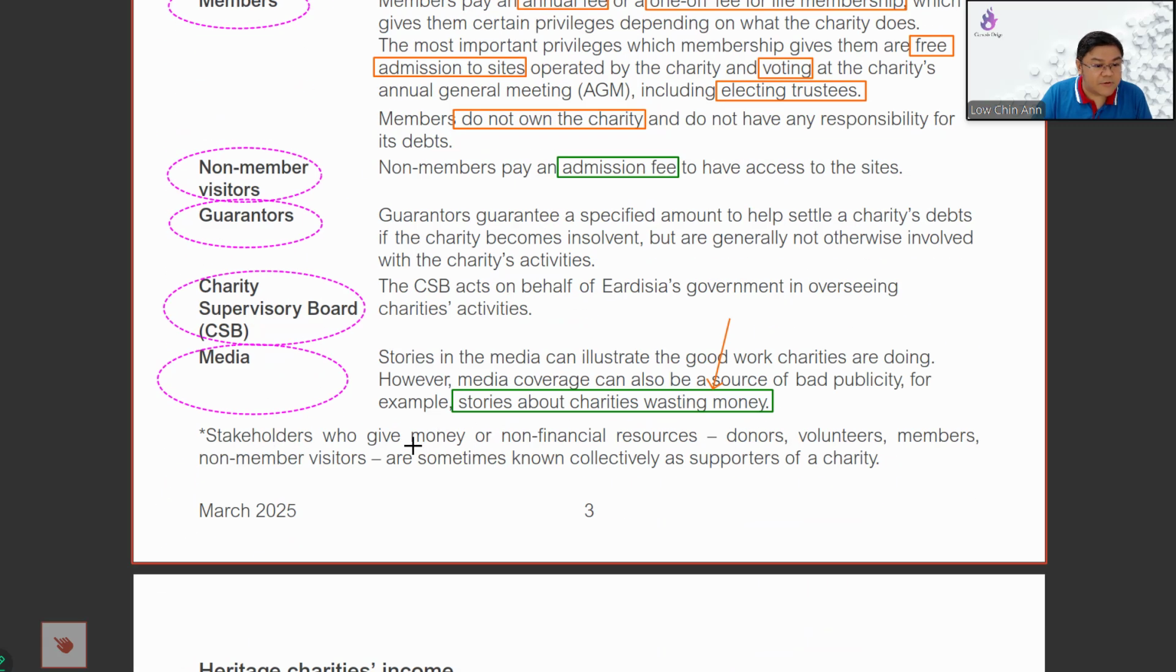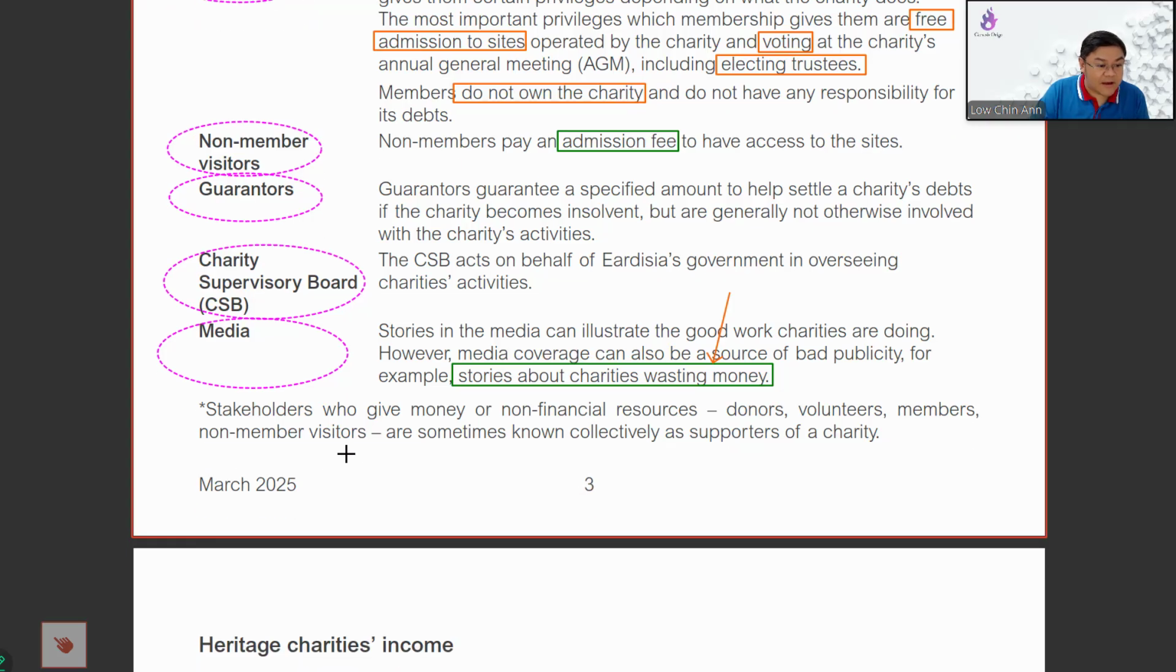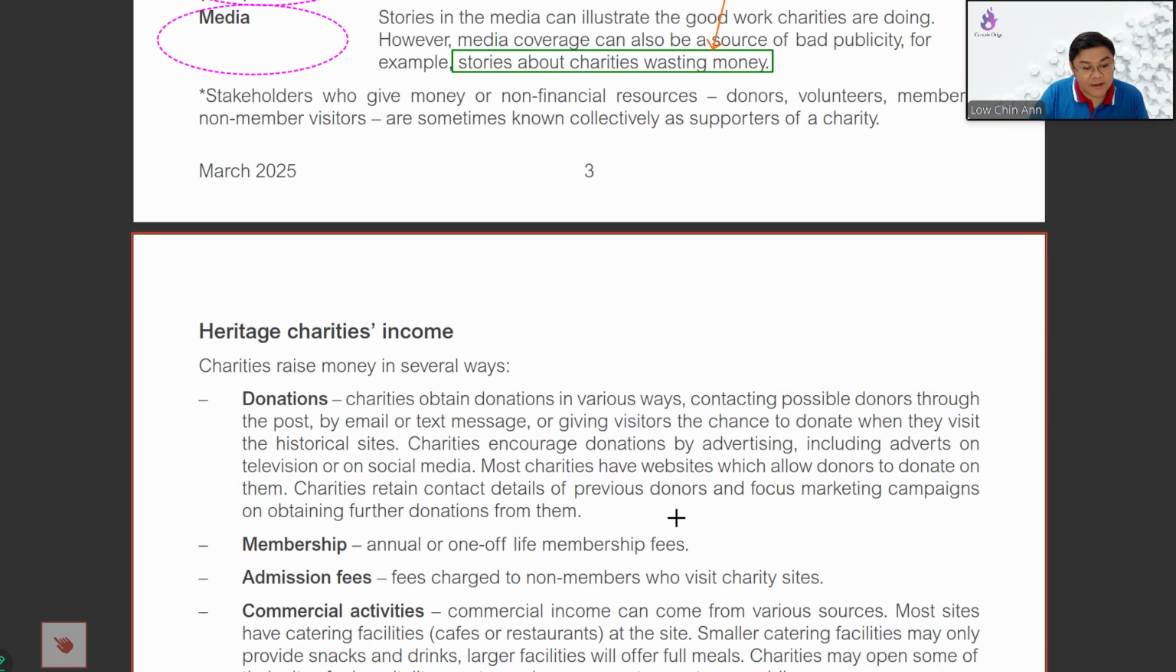Okay, just now we read there's an asterisk mention about these trustee charity supporters. So they say stakeholders who give money or non-financial resources, where non-financial means like their time and so on, whether they are donors, volunteers, members or non-members, visitors, they are all considered as supporters of the charity. They support in their own way.